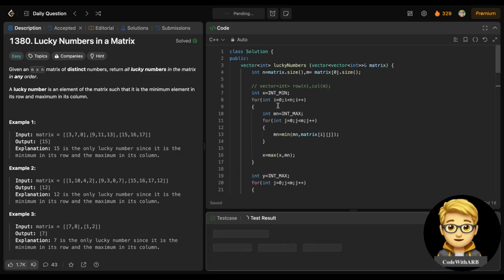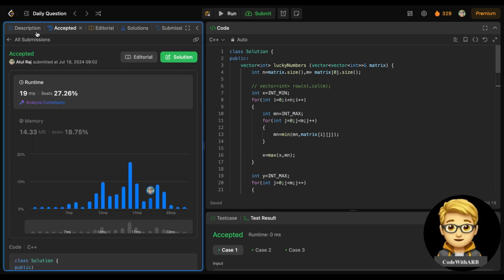Let's run this and verify whether we are correct or not. Yeah, we are correct. Let's submit it. Yeah, we passed all the test cases.